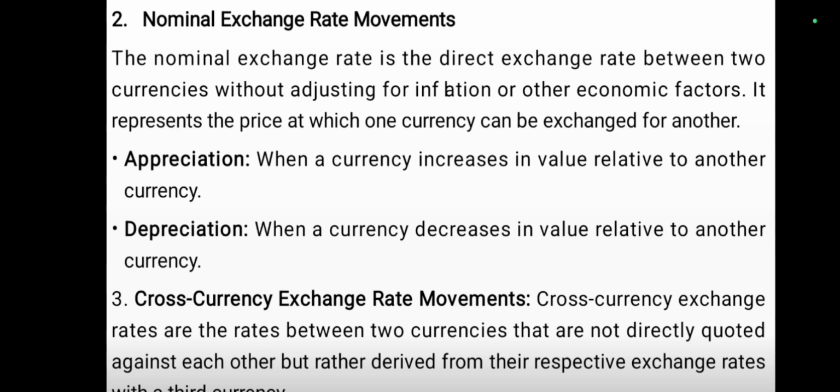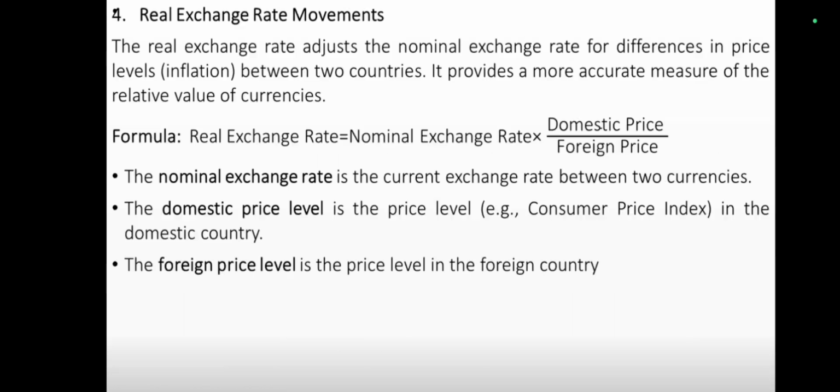Next, cross currency exchange rate movements. Cross currency exchange rate movements are nothing but you compare currencies with each other so that we will have an exchange rate, and we connect it to a third currency. Take for example, we have an exchange rate between the Indian rupee and the US dollar. Then we compare that rate to the pound sterling, the third currency or the cross currency. That is one more method.